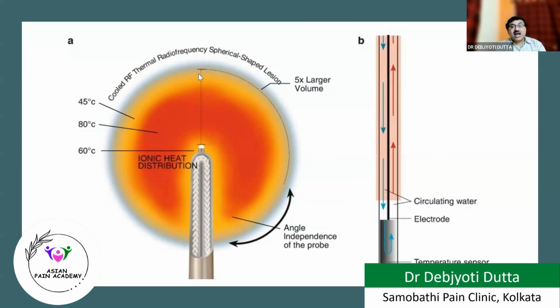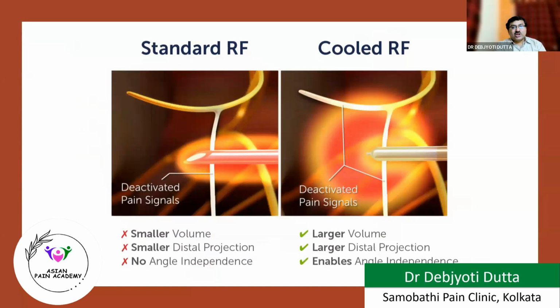So it will cause a 5 times larger volume of lesion around the tip, and thus it helps in increasing the size of the lesion. Now, what is the advantage of increasing the size of the lesion? For example, in certain areas, say we are doing the radiofrequency ablation of the sacroiliac joint, where there are multiple nerves that are coming close to the sacroiliac joint from different areas. So here what we have to do? We have to do multiple conventional radiofrequency lesions for the relief.